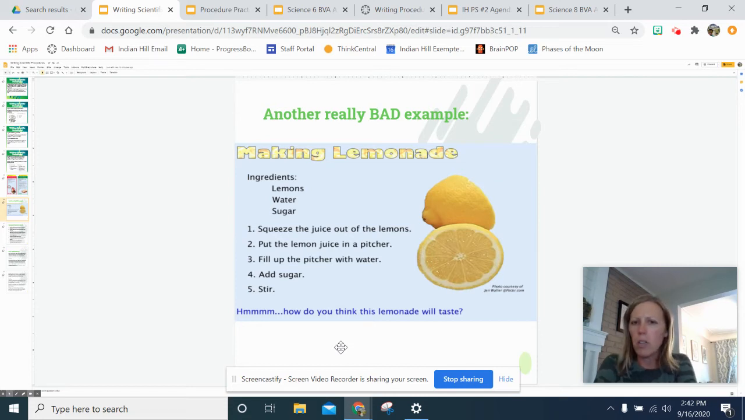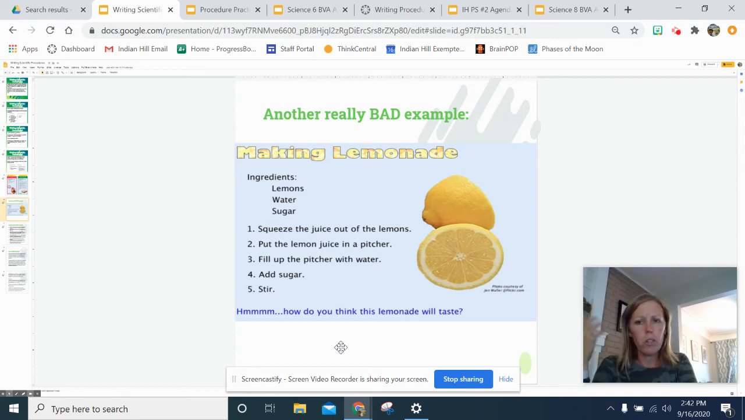Where do you want that juice to go? Are you squeezing it into a bowl? Are you squeezing it into the pitcher? How many lemons are you squeezing? Are you squeezing to have a certain amount of lemon juice? Do you need a quarter of a cup? Do you need 2 cups?